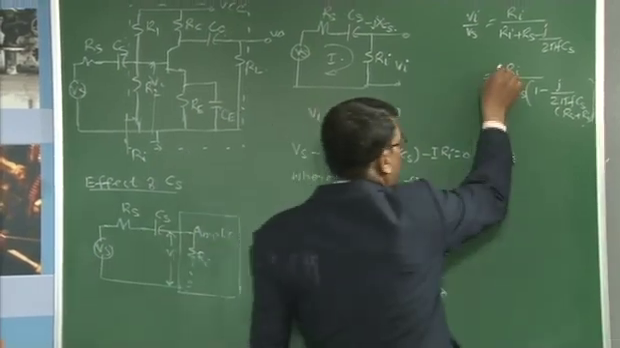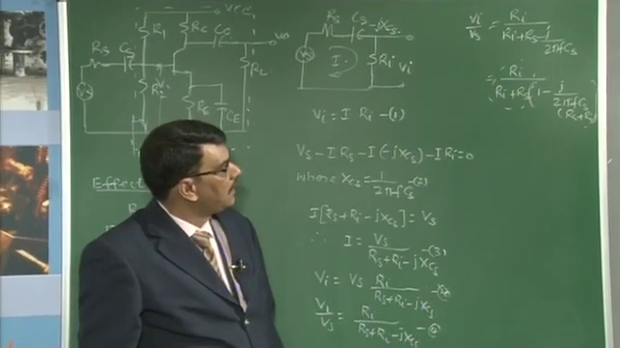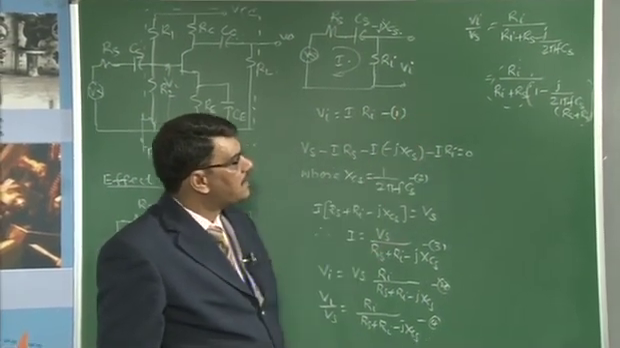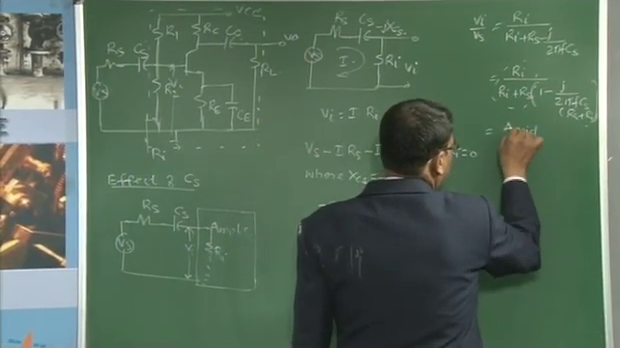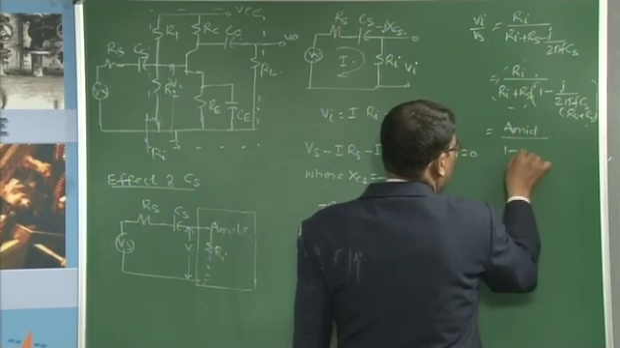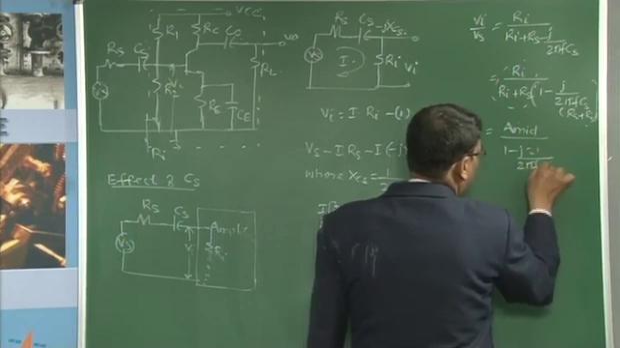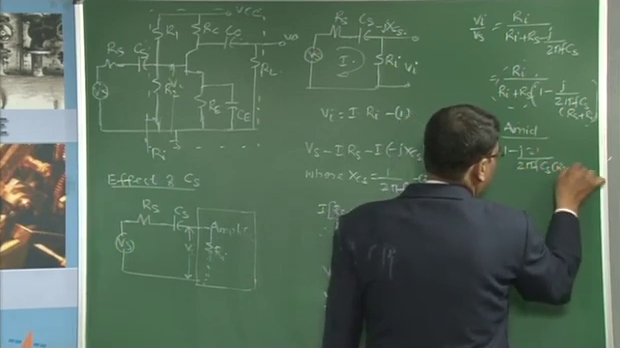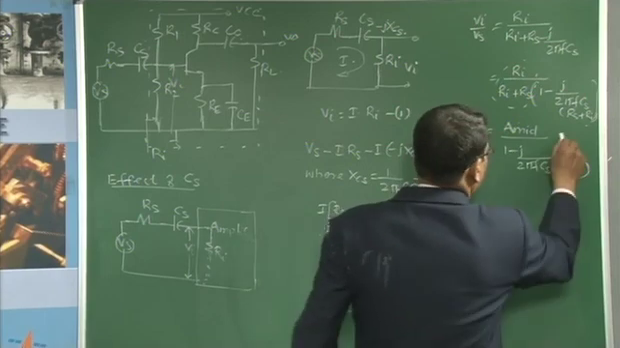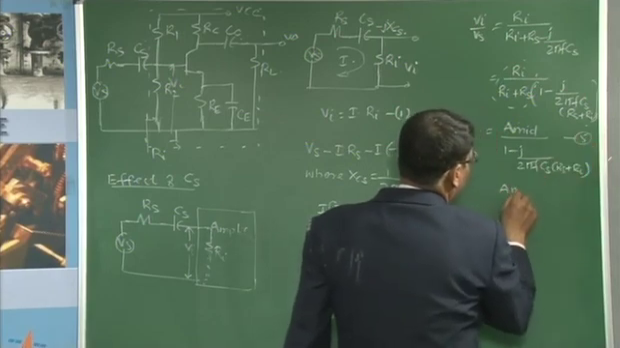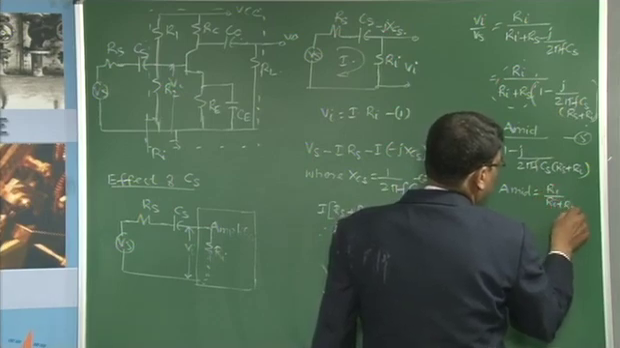If you observe, this component Ri by Ri plus Rs is independent of the frequency, hence this ratio remains constant, and we can define it as AV mid. For this circuit, the gain is A mid times 1 minus j divided by 2 pi f Cs into (Rs plus Ri), where A mid is given by Ri divided by Ri plus Rs.